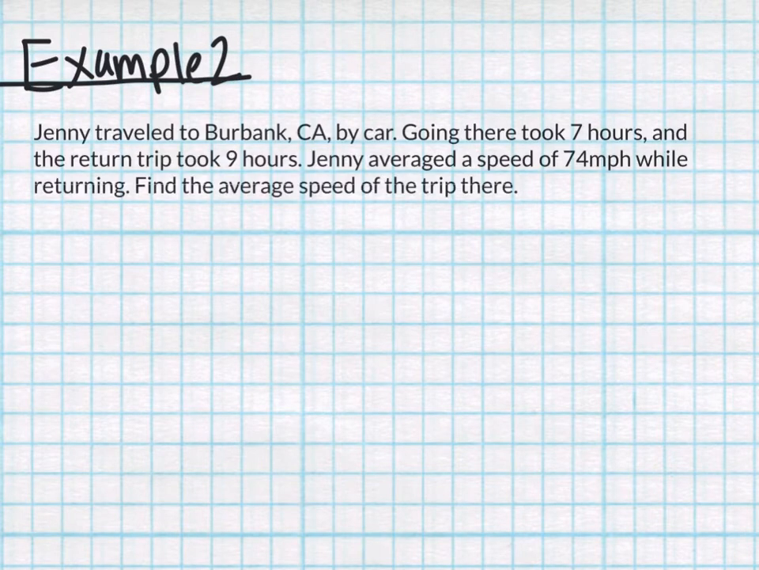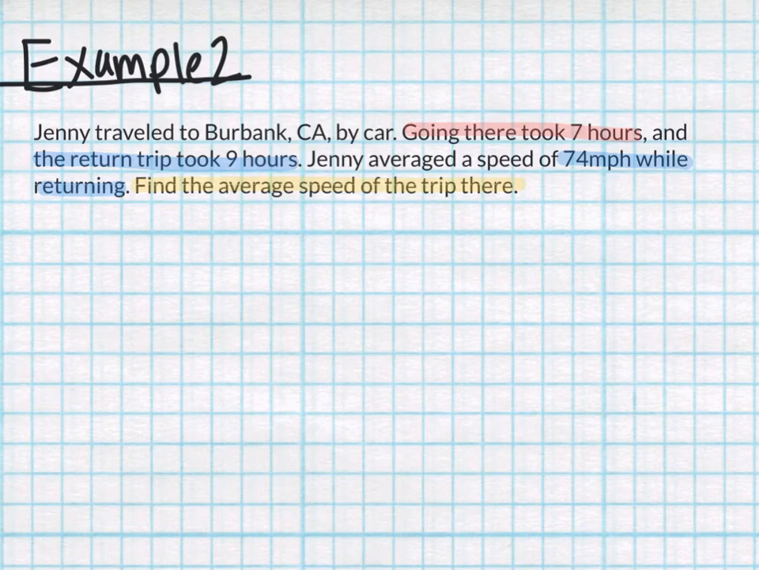Okay, example 2. Okay, Jenny traveled to Burbank, California by car. Going there took 7 hours, and the return trip took 9 hours. Jenny averaged a speed of 74 miles per hour while returning. So 74 miles per hour goes with returning. Find the average speed of the trip there.